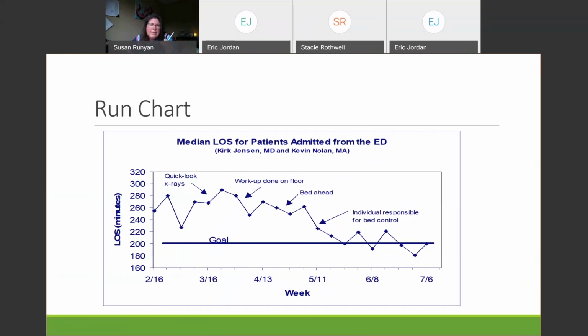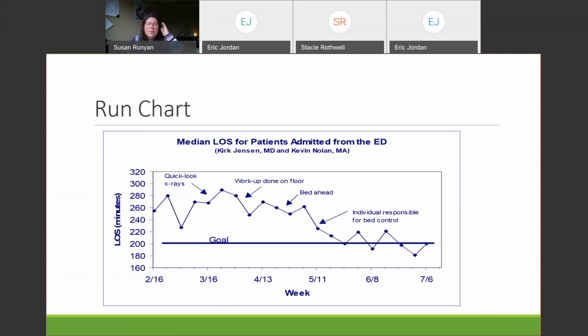And then at every point on there, we have the opportunity to say what happened, what was going on that made the difference. So the very first thing was we added quick look x-rays, let's say. But actually our length of stay went up. Well, do we keep those or not? Let's talk about that. And then the next implementation was a workup done on the floor. Then we measure again. That had a great improvement.